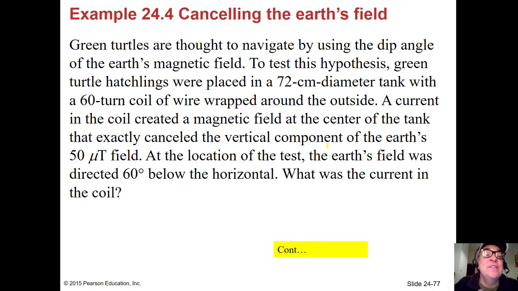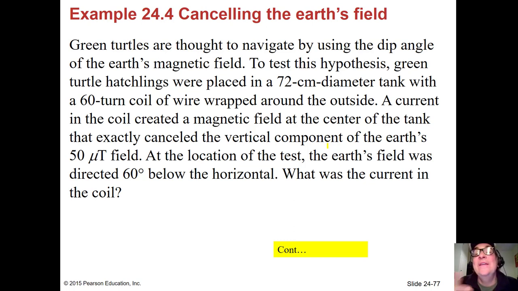Okay, here's an example. Green turtles are thought to navigate by using the dip angle of the Earth's magnetic field. To test this hypothesis, green turtle hatchlings were placed in a 72 centimeter diameter tank with a 60 turn coil of wire wrapped around the outside. A current in the coil created a magnetic field at the center of the tank. So you have a tank, you have 60 turns of wire wrapped around the outside, and you provide a current, and you want to try to cancel out the Earth's magnetic field component that's vertical.